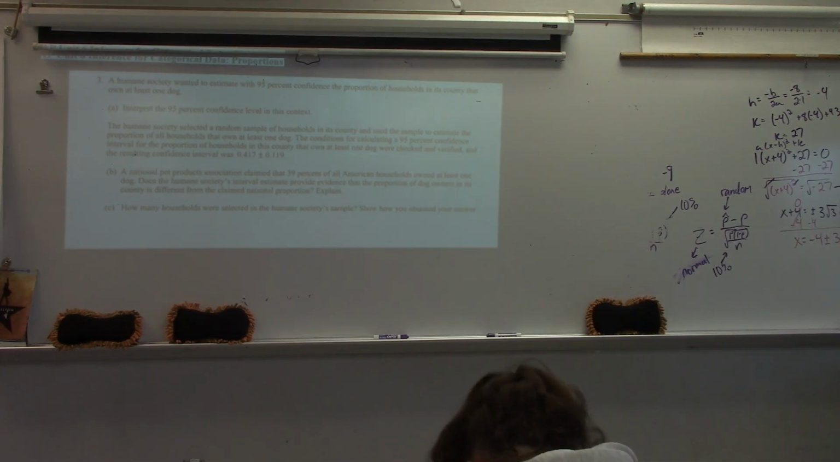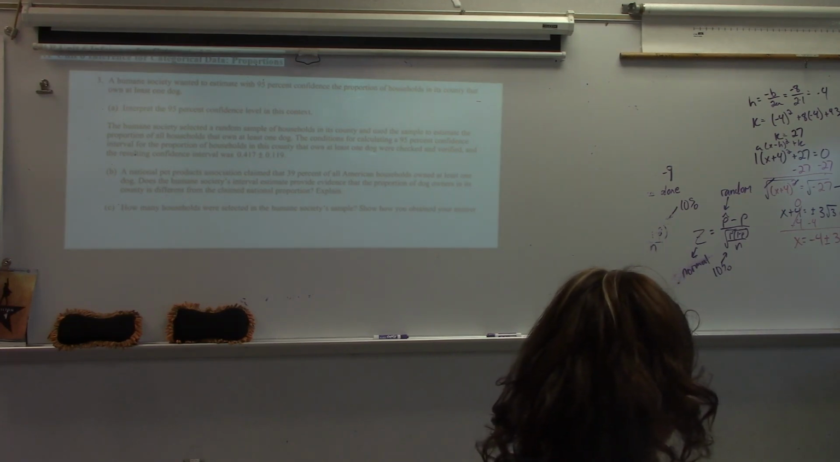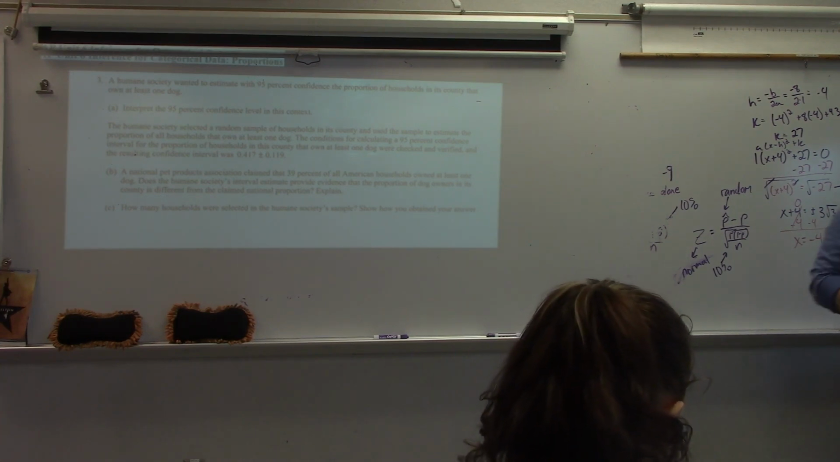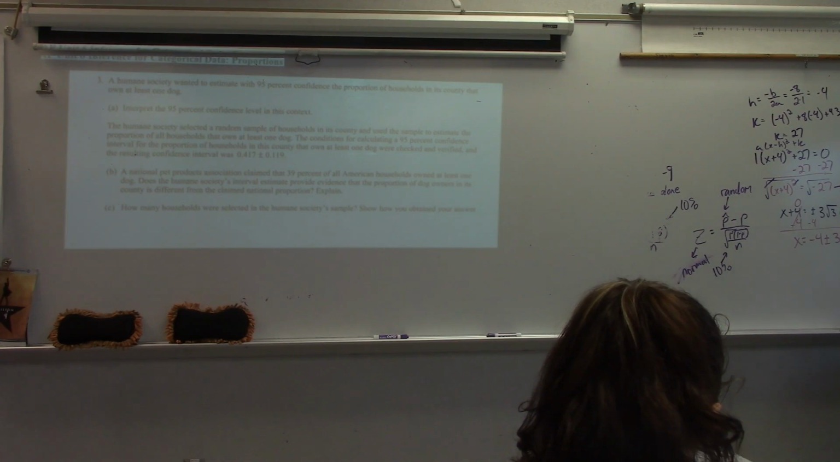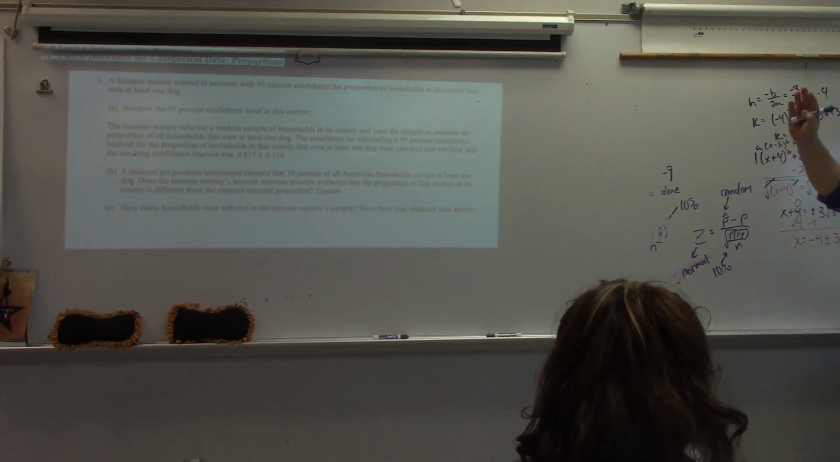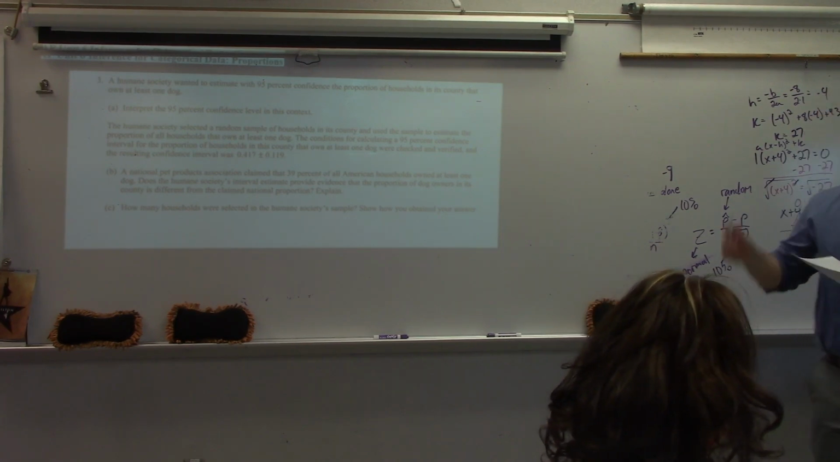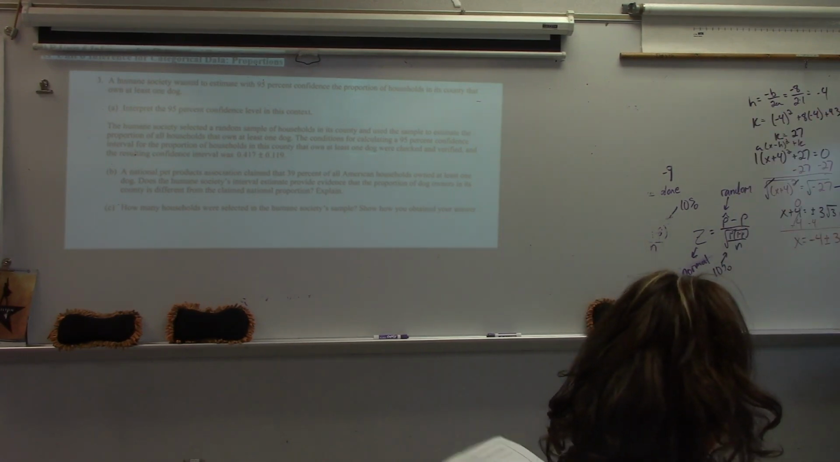Well, anyone want to take a shot in the dark? What question is most commonly the confidence interval question or the hypothesis test question? Probably number 4. Yep, there we go. 4 and 5 are regularly the inference procedure questions. So number 3, give me an interpretation of the 95% confidence level in the context of this study.